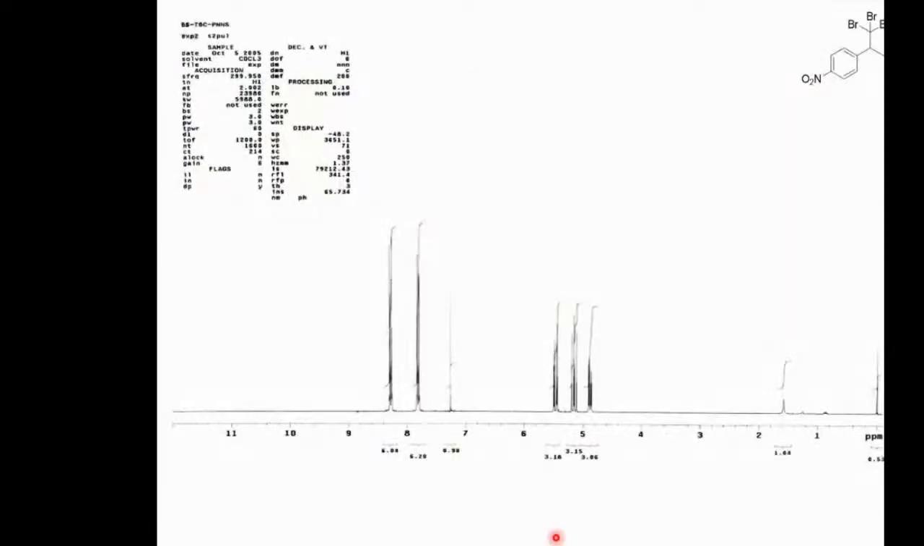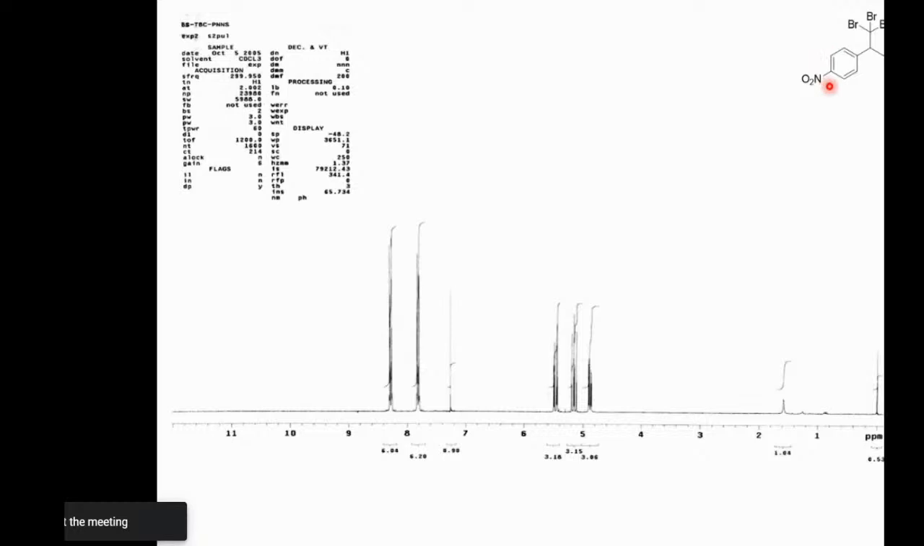So here, I hope the spectrum is clear. I have this structure. This is prepared by adding bromoform to paranitrostyrene. And you can see, most of you should be able to assign these signals. So in the aromatic region, you can see about 7.5 to 8.5.